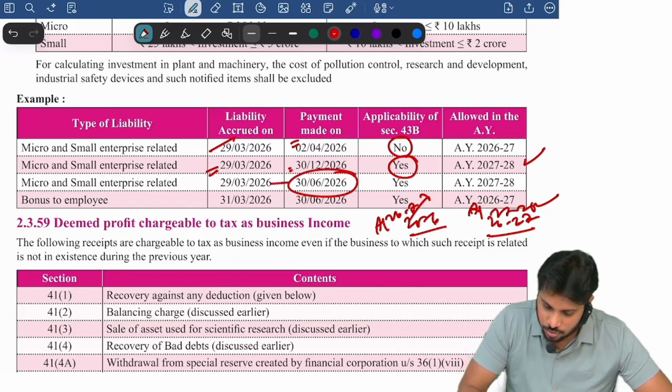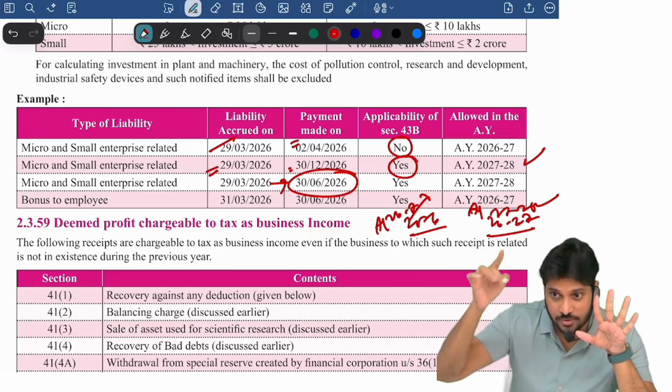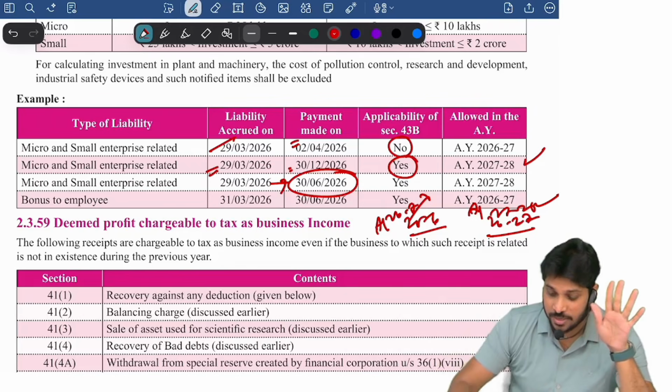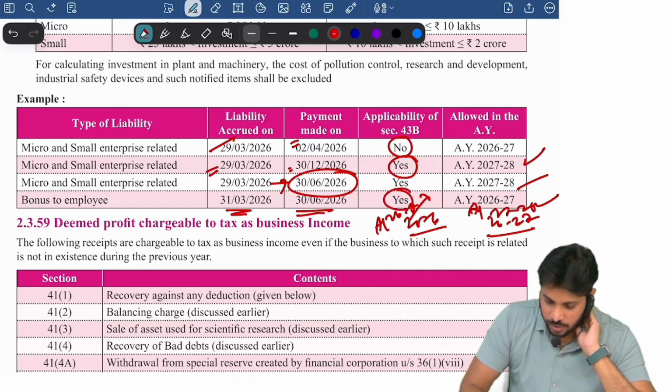This one, 30 June, after 45 days. So for the relevant year you can't claim deduction. For the next financial year 26-27 you can claim. 26-27 financial year means assessment year 27-28. 31st and 30 June. Okay, is 43B allowed? Yes.